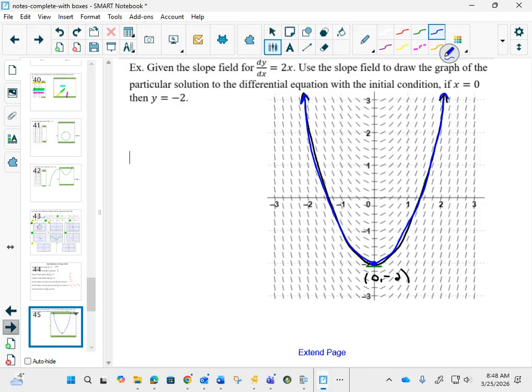Now this is one, of course, you know. You could easily integrate 2x and get x squared plus c. And if you had an initial condition of (0, negative 2), the equation should be x squared minus 2. But it's nice to take equations that you know and see how drawing it within the slope field makes the shape quite nicely of what it should be. That looks like the parabola that I should have, right?